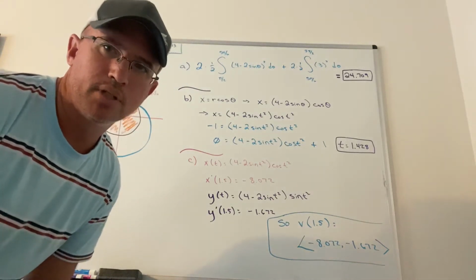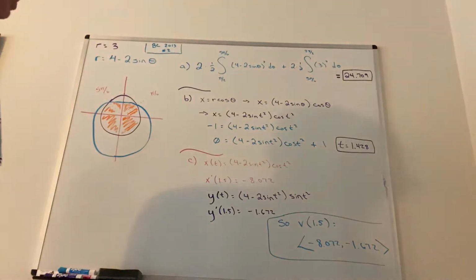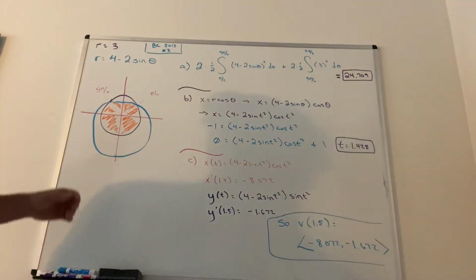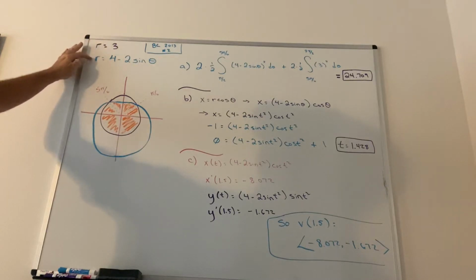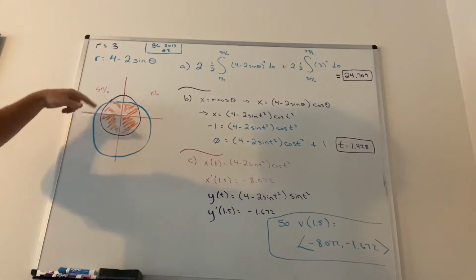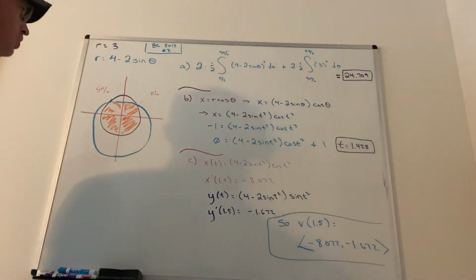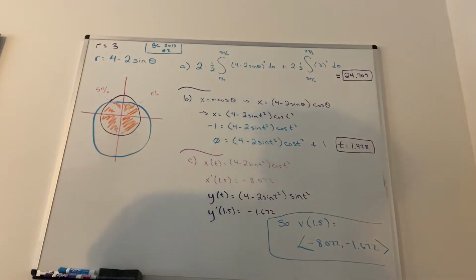This is question number 2 from the 2013 BC exam. In this one, you're given two polar curves: r equals 3, which is just a circle, and r equals 4 minus 2 sine theta, which is this blue graph right here. The picture's drawn for you on the question, and you're told that those polar graphs intersect at pi over 6 and 5 pi over 6.